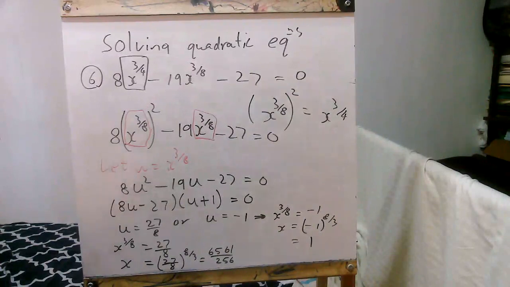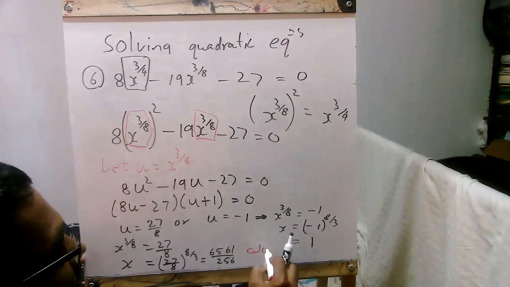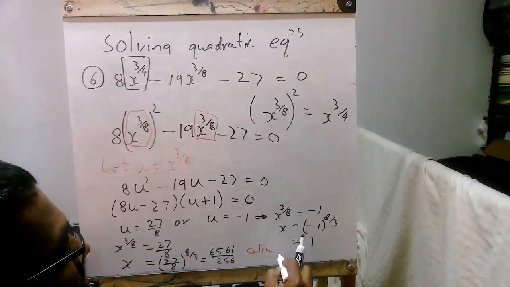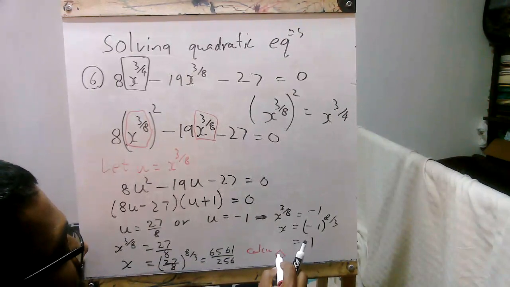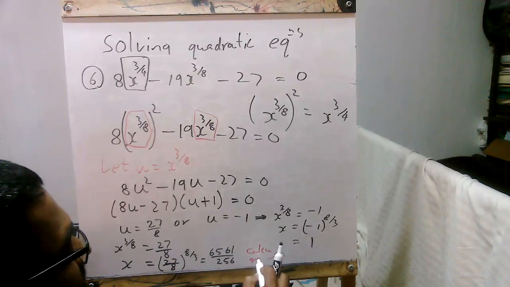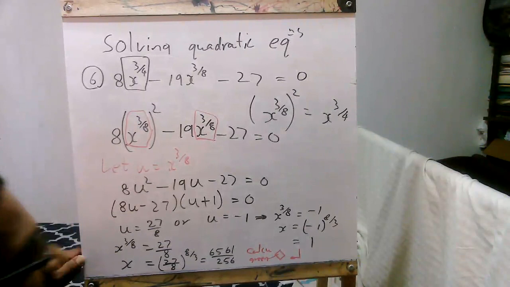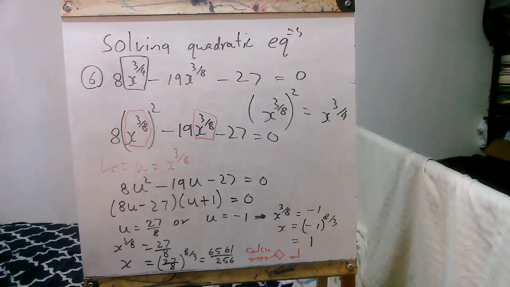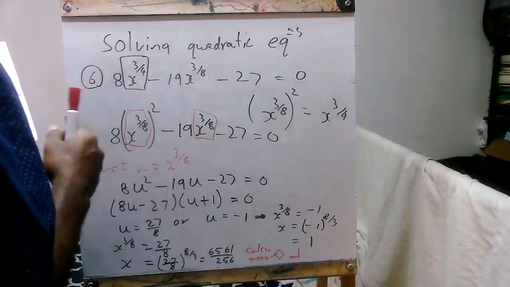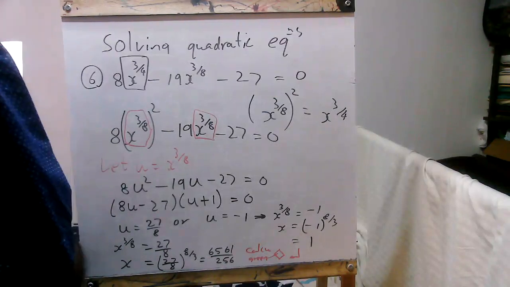Let me write in a different color. Calculator. You have the green diamond, and then click enter. Then it will give you the answer in decimals, right? Okay, what else?